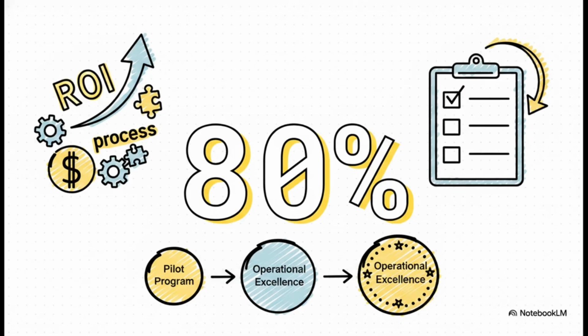And here's the proof of that ROI. A single, well-executed pilot program can reduce your process deviations by up to 80%. Just think about what that means for a second. Less waste, fewer investigations, and more product getting out the door. An 80% reduction makes the upfront investment a complete no-brainer for long-term operational excellence.